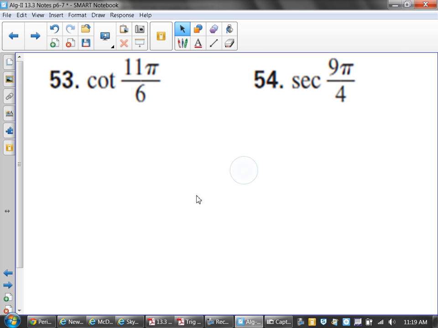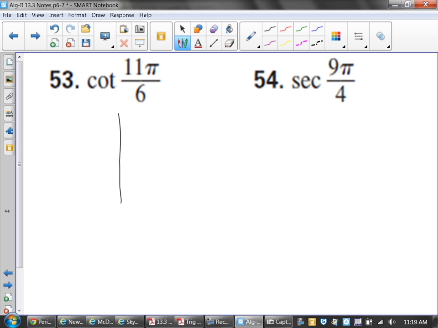As I'm doing these problems, I'm always going to draw my reference, draw my angle, and figure out what quadrant I'm working with. That way, finding the reference angles can be even easier. 11 pi over 6. It's pi over 6, so which quadrant?